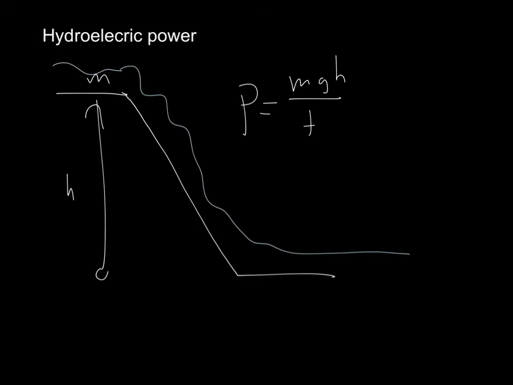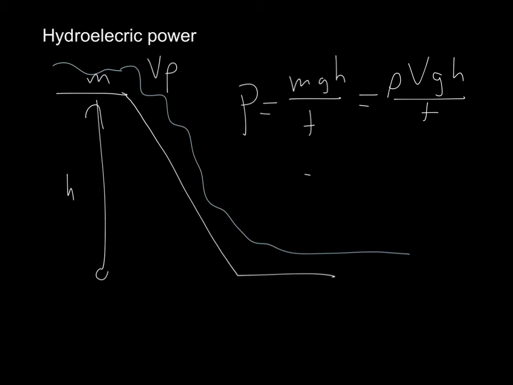And now, instead of writing the mass, I'm going to say that this mass depends on the volume of water. So let's say this has a certain volume V. The mass will be the density of water, rho. Remember, this is the letter rho for density, times the volume of water. So I can just write rho V g h over t.